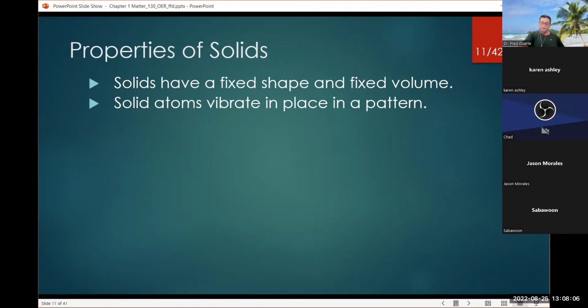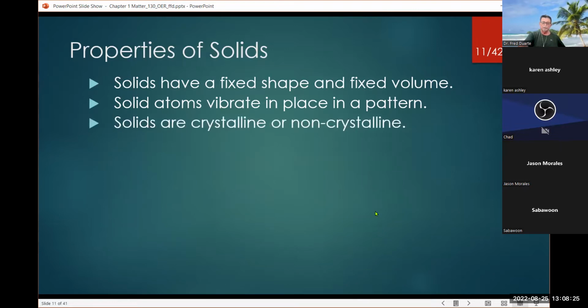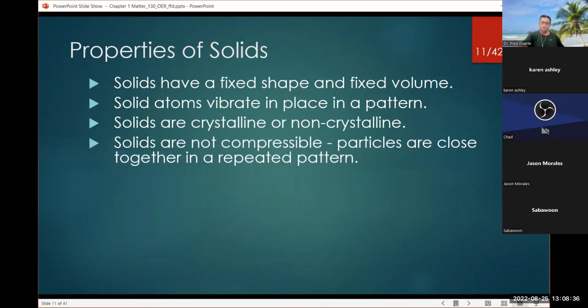The atoms in place will still vibrate. Atoms will always move. Even in the solid form, they may not move relative to each other very much because they're kind of locked in position. But within the molecule, there are vibrations occurring. Okay, so they don't stop. They tend to have a crystalline state, very structured. Or occasionally they have a non-crystalline state, but most of the time they're in crystal shape.